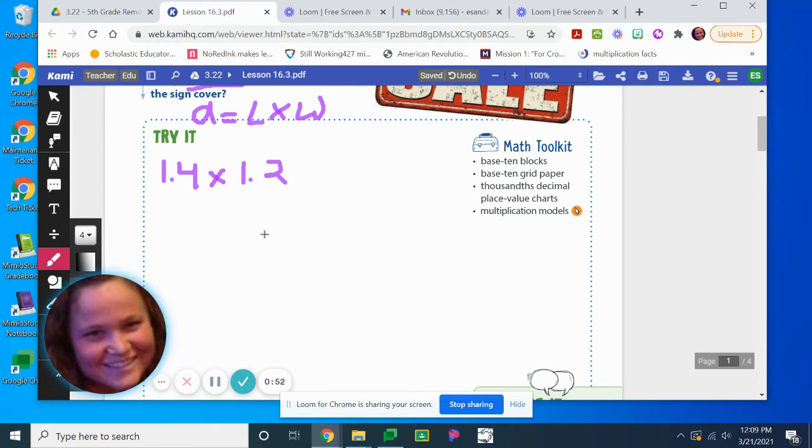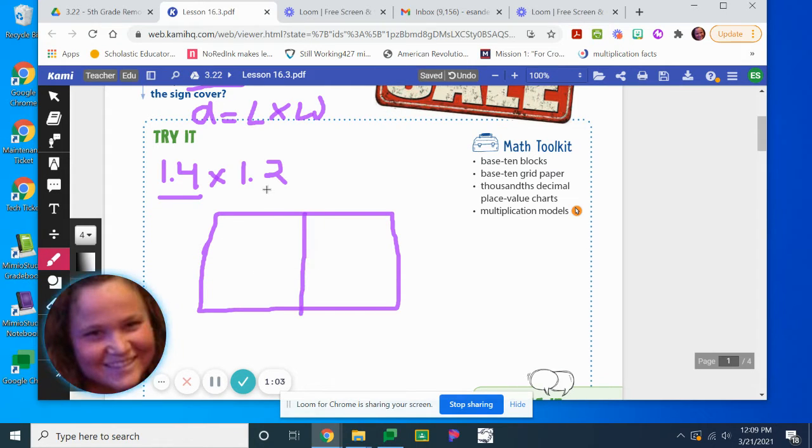Now, the easiest way I think that we can figure this out is by using a model board. If I have 1.4, I'm going to break it up and put one whole over here and 0.4 over here, because I'm multiplying it. So I have one whole plus 0.4. And then over here, I'm going to do the other side, which is one whole and 0.2. Now to figure out the answer to my problem, I just multiply to figure out what's in the box.